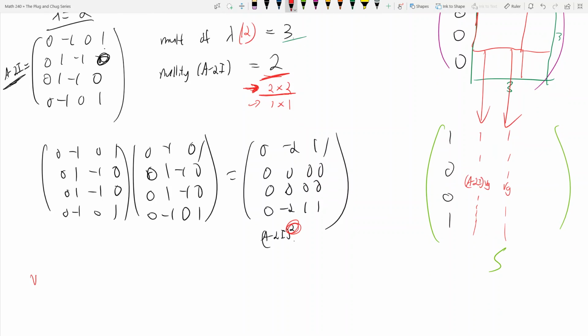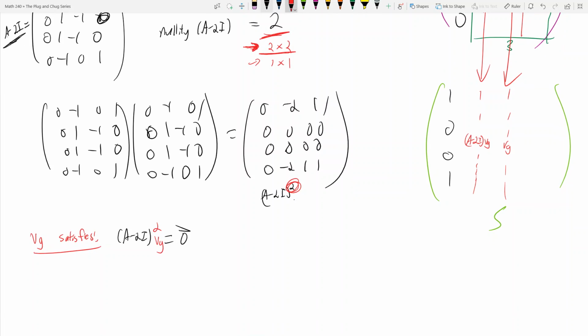So, VG satisfies the following. It satisfies (A minus 2I) squared times VG is equal to the 0 vector. And it also satisfies (A minus 2I) times VG is not equal to 0. Is not the 0 vector.